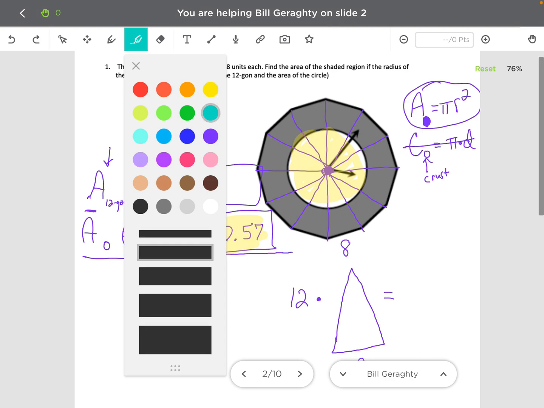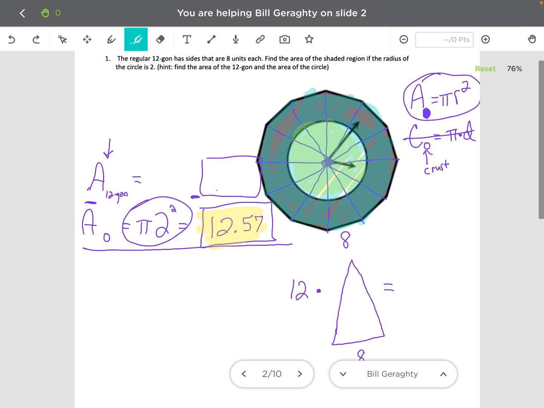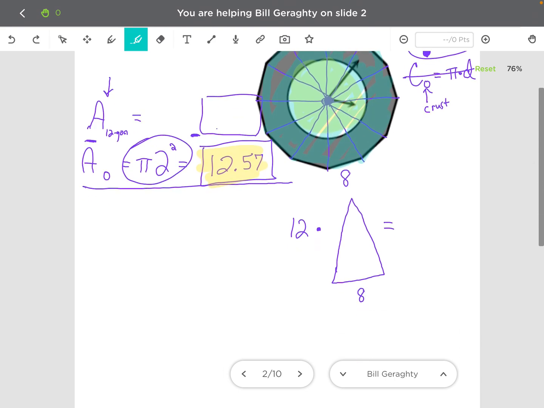But what we need to find is the area of this 12gon and subtract the area of that circle. So to do that, if you guys notice, I pulled out one of the triangles right here, okay? And they told me that the side is 8. Now I do have 12 of these. That's why eventually I'm going to be multiplying the area of that one triangle by 12.